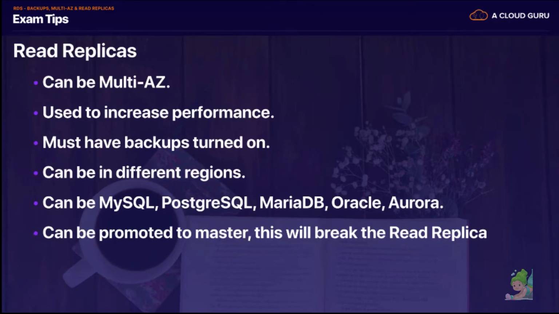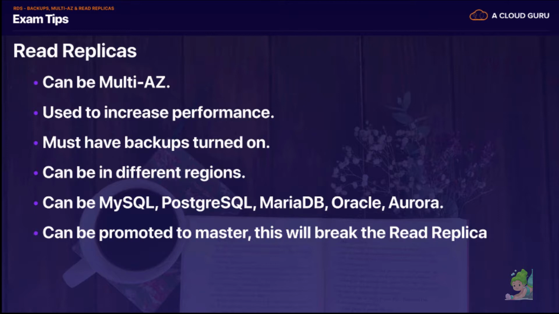So moving on to read replicas. Read replicas can be multi-AZ, and they are primarily used to increase performance. And this is a very common exam scenario. Basically, you've got a struggling database. It's got very heavy read traffic. Maybe it's a WordPress blog or something like that. How do you increase the performance on that database? And one of the answers is, of course, to add read replicas and to point your EC2 instances to those read replicas. Just remember to enable read replicas, you must have backups turned on. And read replicas can be in different regions as well as the same regions.